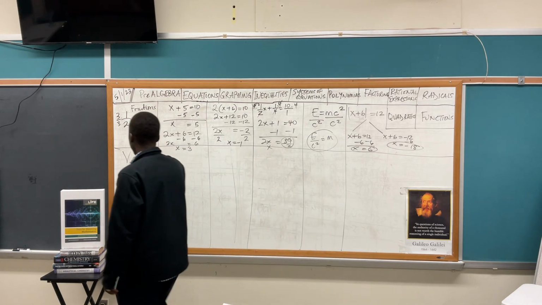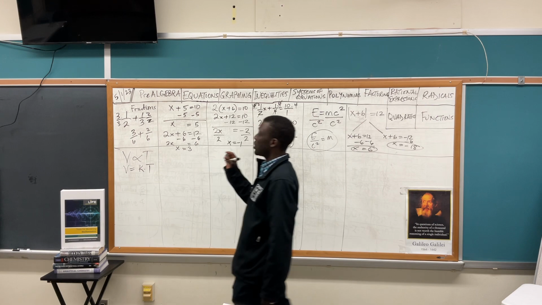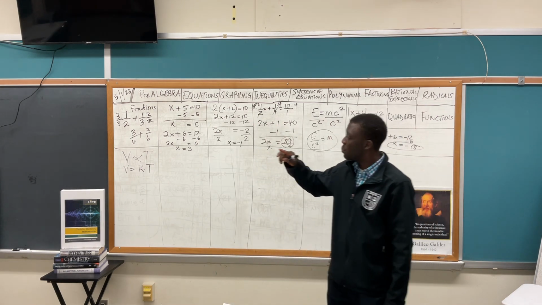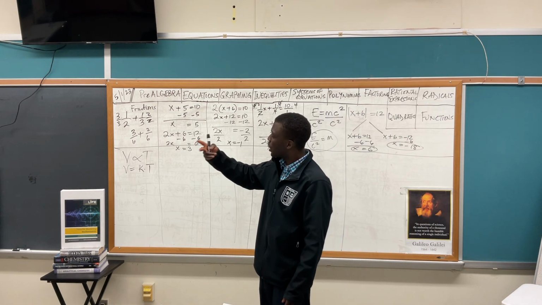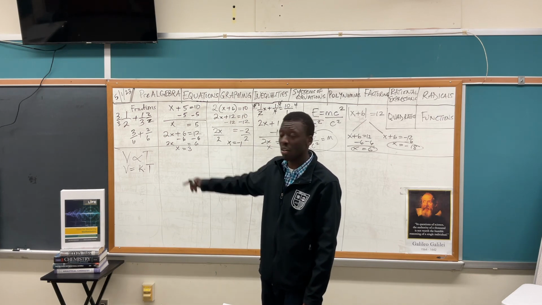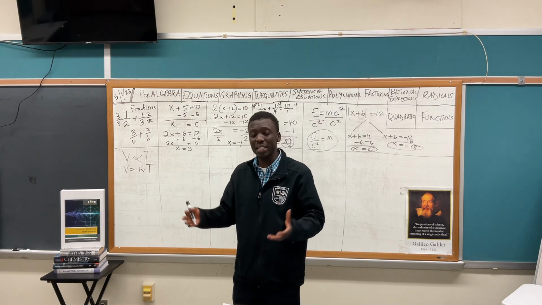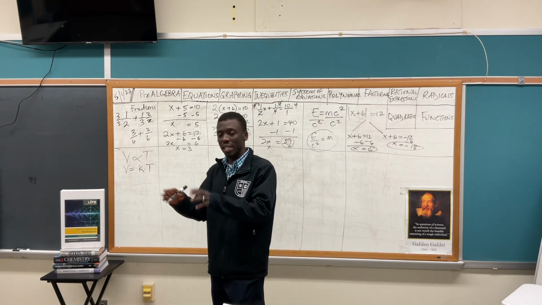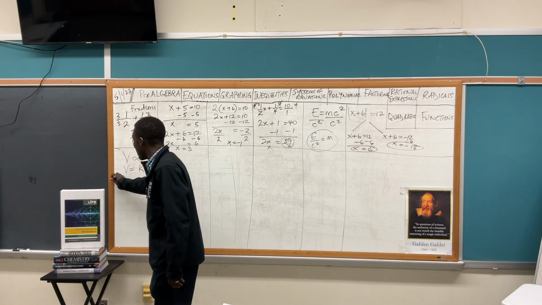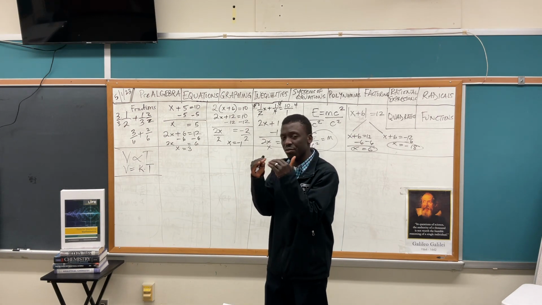And so variation is just showing you that if you take that variation symbol that I have over there and you want to change it to an equal sign, you have to introduce a constant. We use the word constant of proportionality depending on the context of the lesson. So you put that there, and now you've set that up for direct variation.